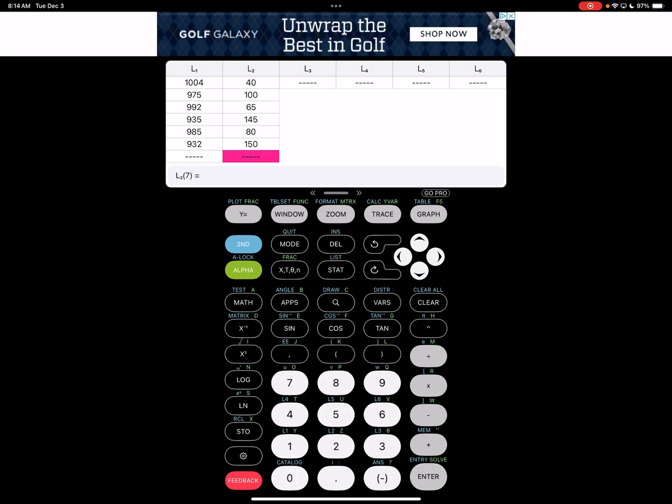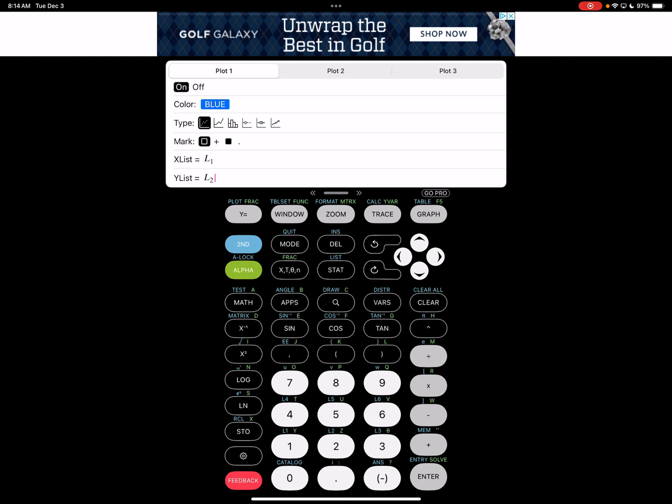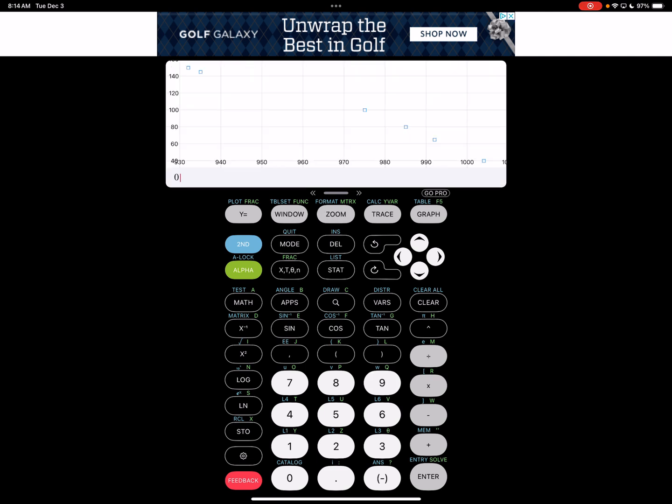So if we hadn't drawn this scatter plot and we wanted to see if it's linear, what you do is you hit 2nd Y equals. You make sure the plot is on. You arrow down. The type is the first one. And then look, your x's are in L1, your y's are in L2. Does everybody see that? And then you hit zoom 9. And look, it shows you your scatter plot.